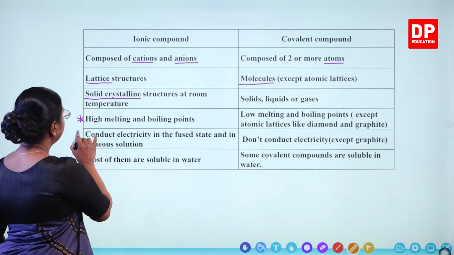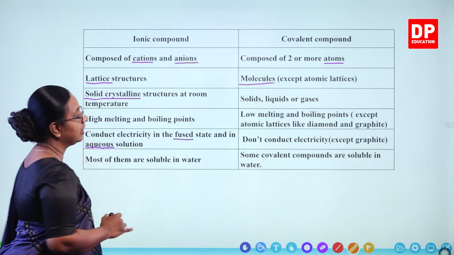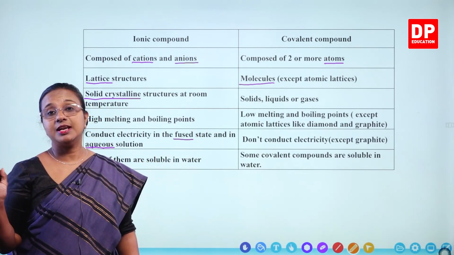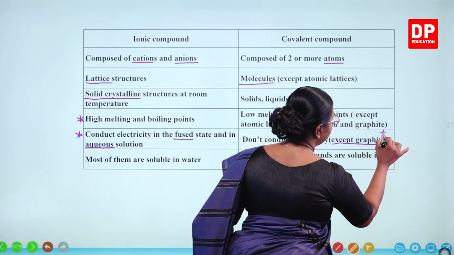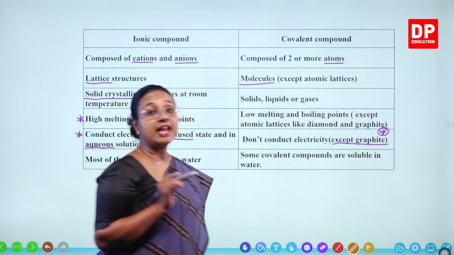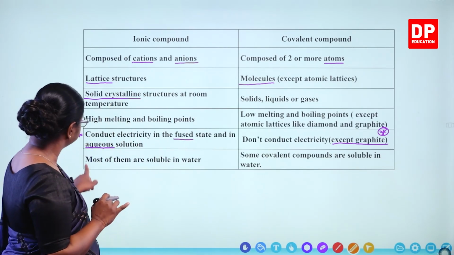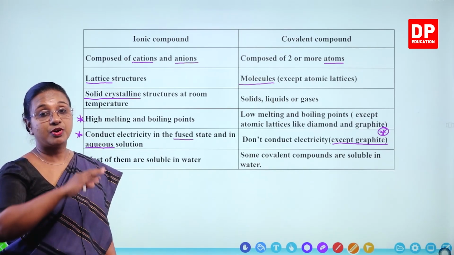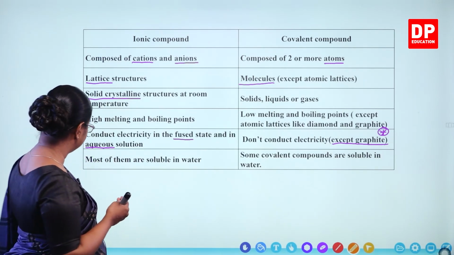And here, they conduct electricity in the fused state and in aqueous solution. But the covalent compounds do not conduct electricity except for graphite. Graphite conducts electricity and you all know the reason why. It has free electrons. A free electron from each carbon contributes to the electrons there, which help to conduct electricity.